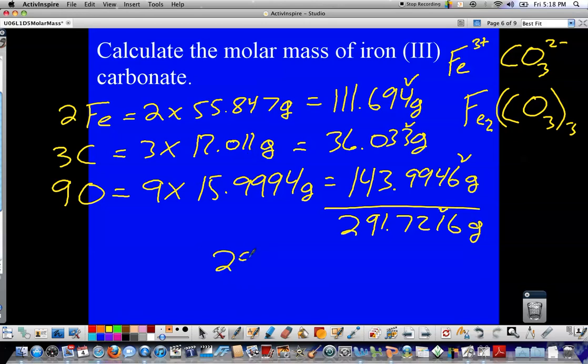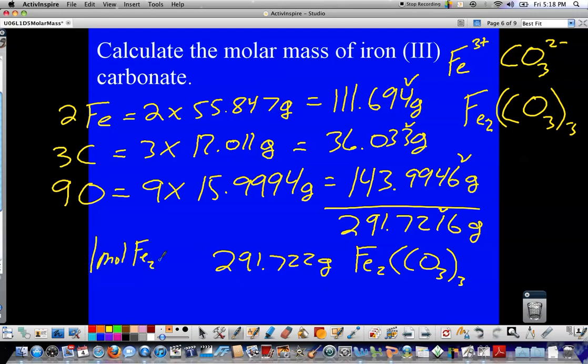So it's going to be 291.722 grams of Fe2(CO3)3. And so 1 mole of iron(III) carbonate is equal to 291.722 grams of iron(III) carbonate.